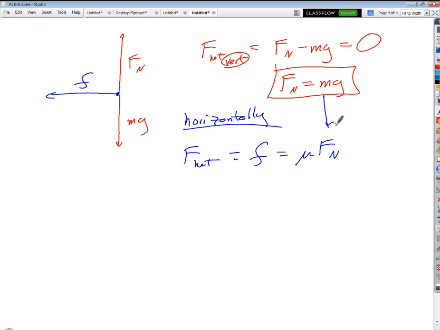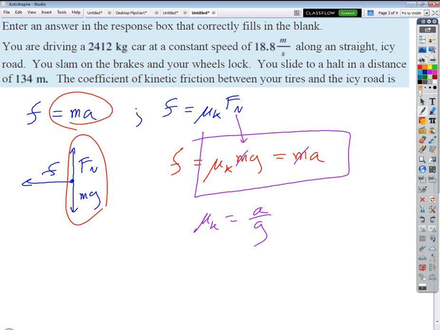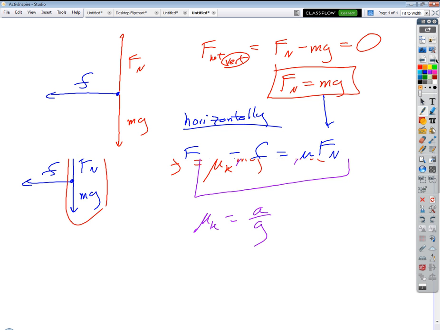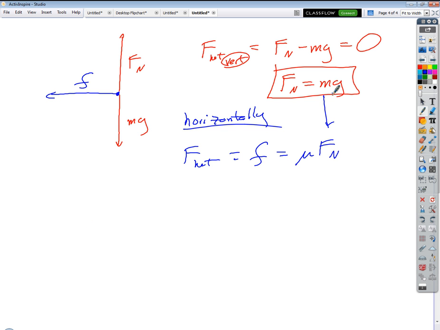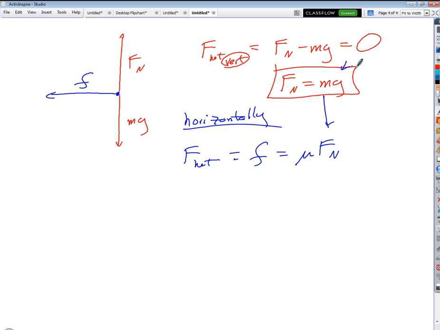Well, because what's normal force? We're not given anything in this problem about normal force, right? But we are given the mass of the car, not that we end up needing it, and we know g, right? We live on Earth. On Earth, g is 9.8. So this doesn't mean a lot to us, but that does, right? So we want to replace the normal force with something that we know, which is mg.